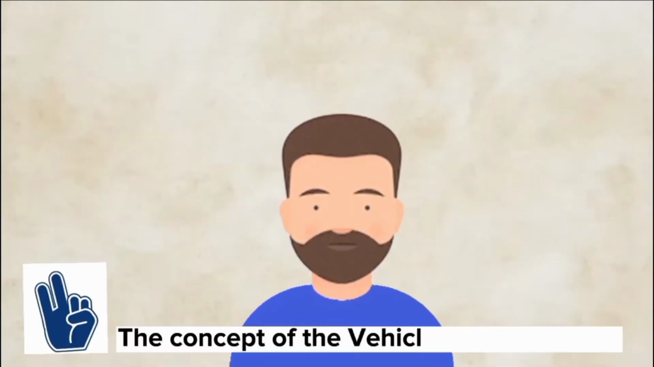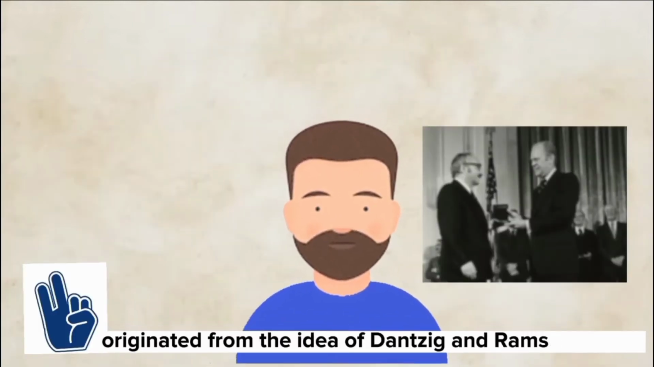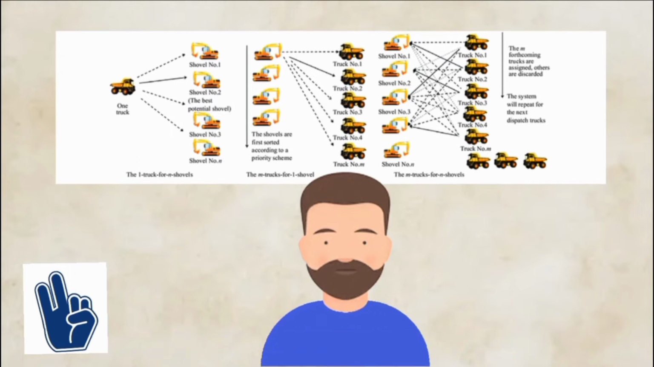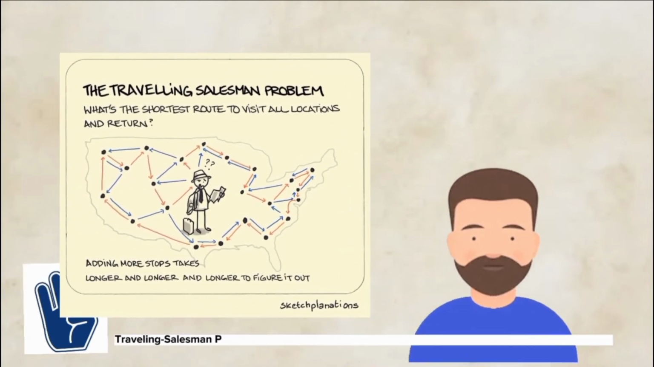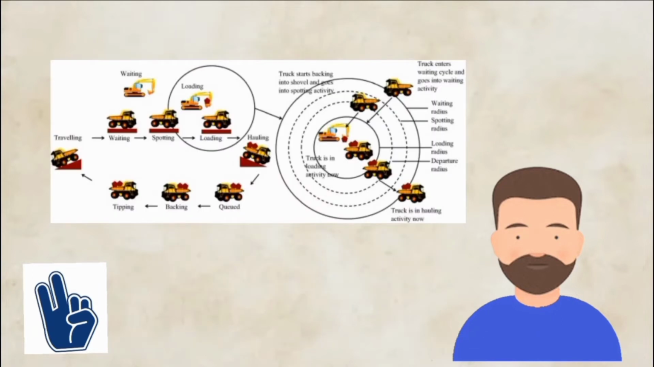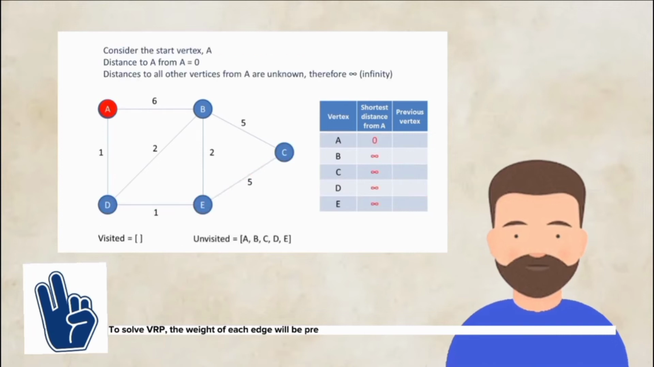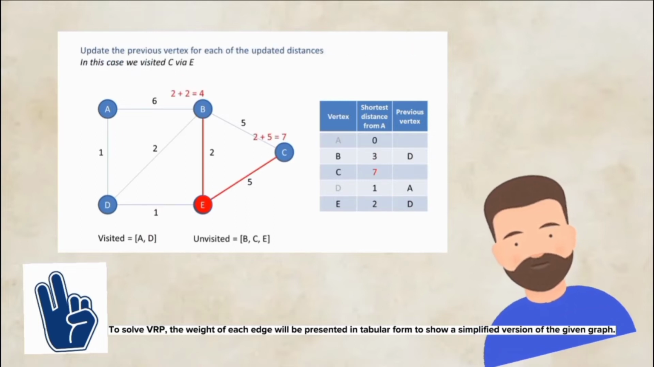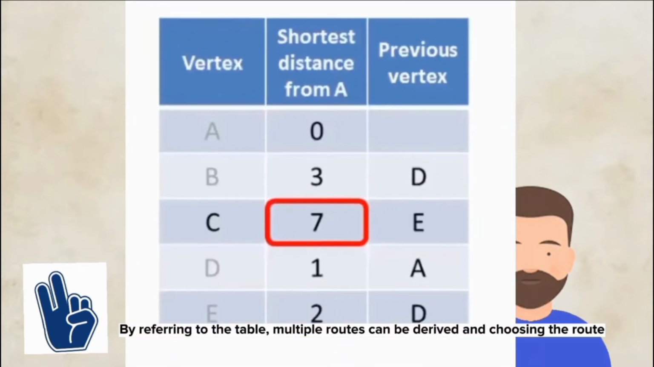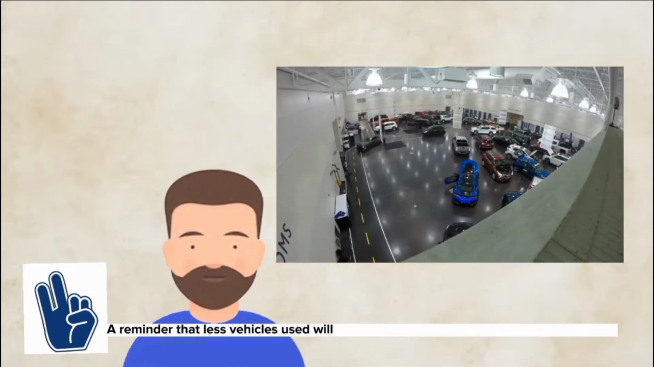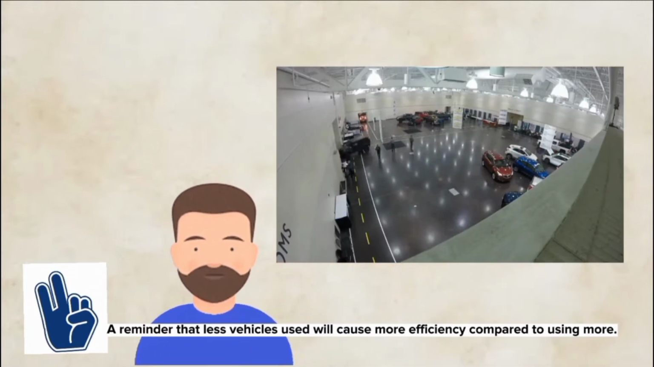The concept of the vehicle routing problem originated from the idea of Dantzig and Ramser, who called it back then the truck dispatching problem. It is a variation of the traveling salesman problem that can be used to optimize multiple routes for multiple vehicles. To solve VRP, the weight of each edge will be presented in tabular form to show a simplified version of the given graph. By referring to the table, multiple routes can be derived, and choosing the route that has the least weight will be the feasible solution for the given problem. A reminder that using fewer vehicles causes more efficiency compared to using more.